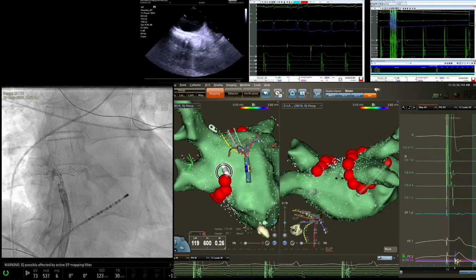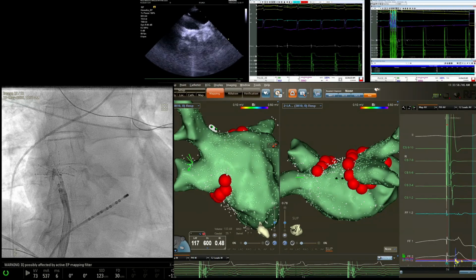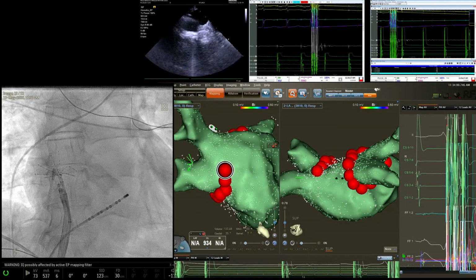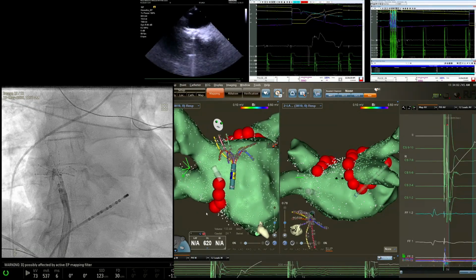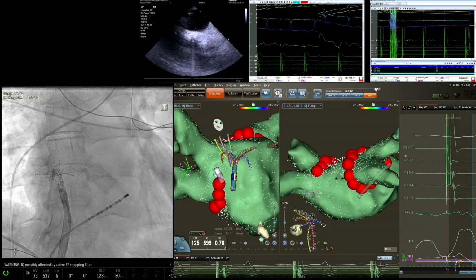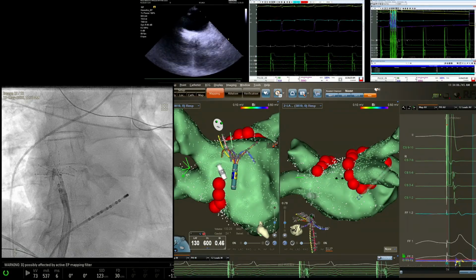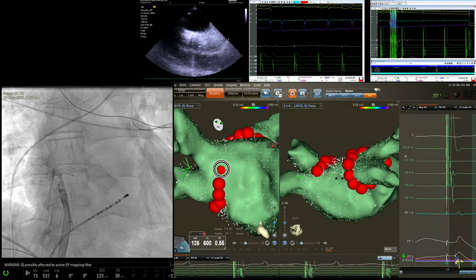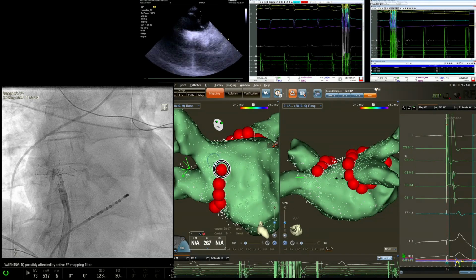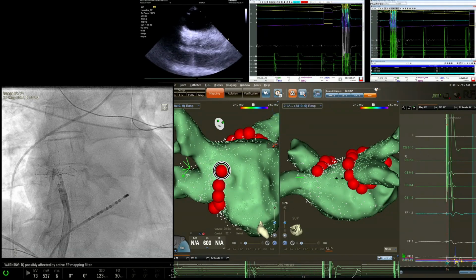Point, hide, ablation. Okay, hold on right here. Point, hide, ablation. Unfortunately, you guys can't see the force information, but every time I go to a location, I verify that I'm actually touching something.